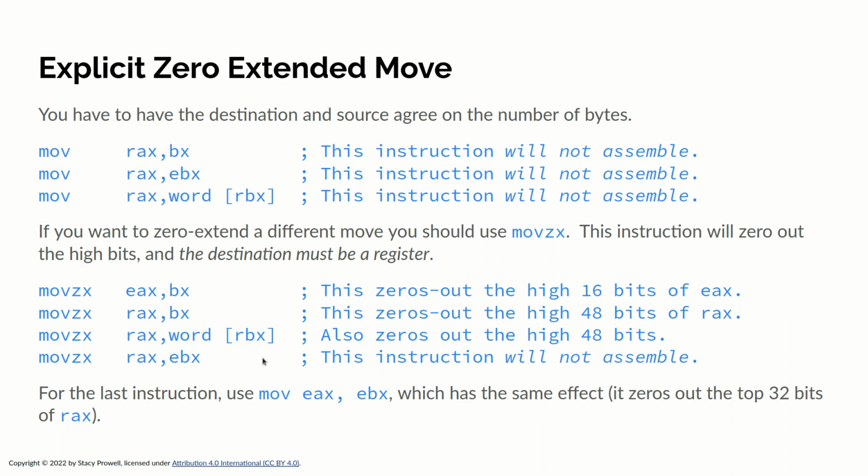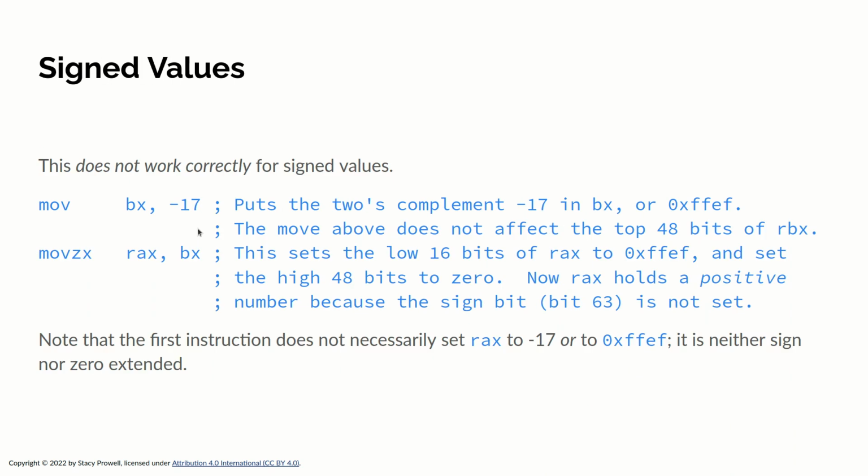You may have noticed that I always used registers here. I didn't put 17 here. That's because MOVZX only works with registers. So I can put registers here, or I can put memory here. I can't put a literal here. Registers and memory. This doesn't work for signed values. And you can, I think, figure out why.